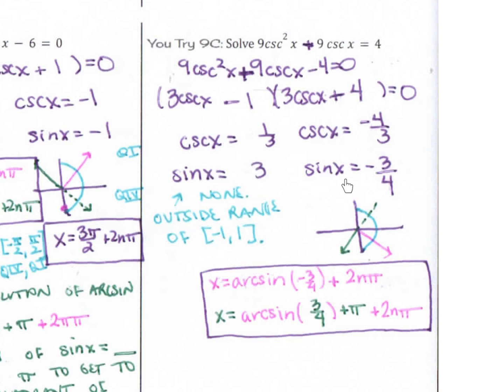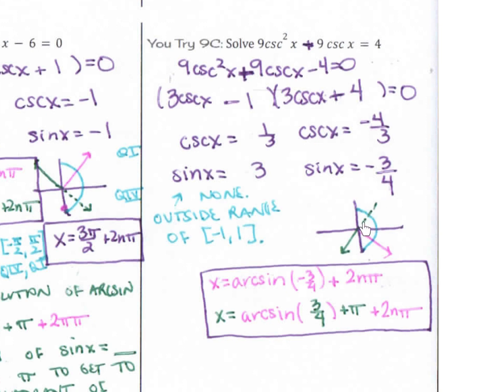But we do have sine of x equals -3/4, and so sine is negative in quadrants 3 and 4. So we can use the arc sine to get our answer in quadrant 4. x equals arc sine of -3/4 plus 2n pi. And then we also need our answer here in quadrant 3. So just like in the last problem, what we're going to do is change it. So we're going to get a positive y value instead. So we're going to use arc sine of 3/4.